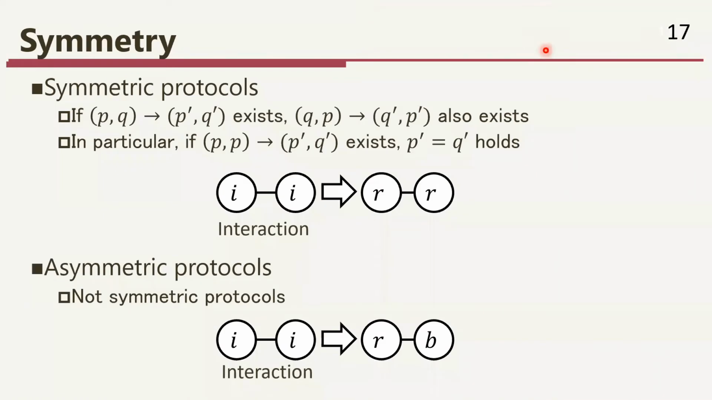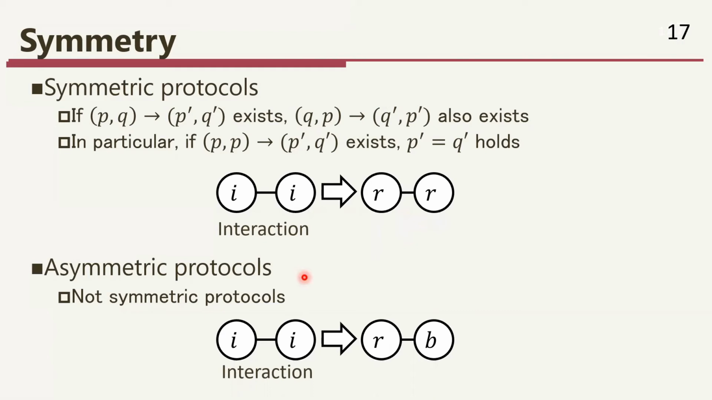Next, I explain symmetry. We consider two types of protocols. One is a symmetric protocol. The other is asymmetric protocol. In symmetric protocols, if this transition exists, then this transition also exists. In particular, if this transition exists, P prime equals Q prime holds. That is, if two agents with the same state interact, then they have to transition to the same state.